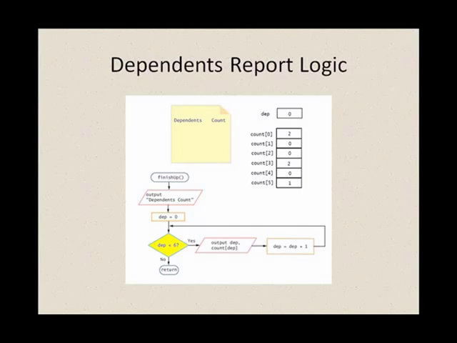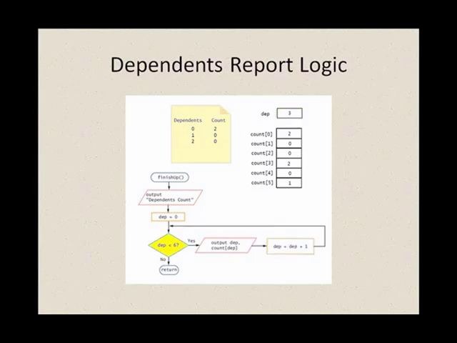Dep is less than 6, so you output dep, which is 0, and count dep, which is 2. So 0 dependents, there were 2 employees who had that number. Then you add 1 to dep, so dep is now 1. It's still less than 6, so you output 1 and count 1, which is 0. Dep becomes 2. It's less than 6, so you output the next row, which is 2 dependents, count 0. Add 1 to dep. It's now 3.